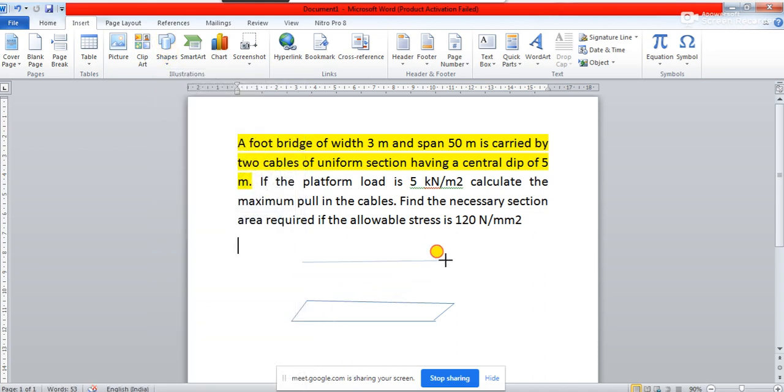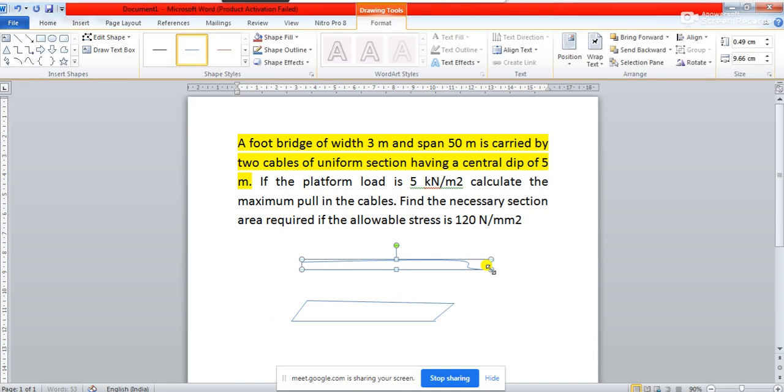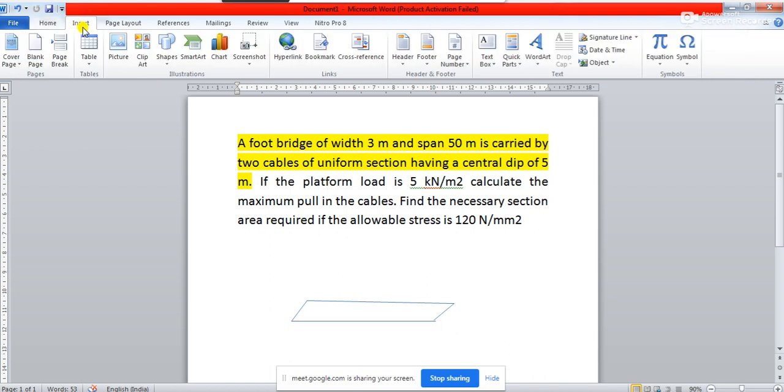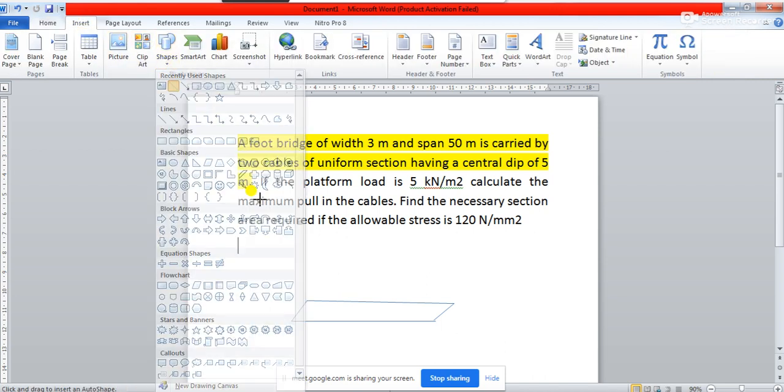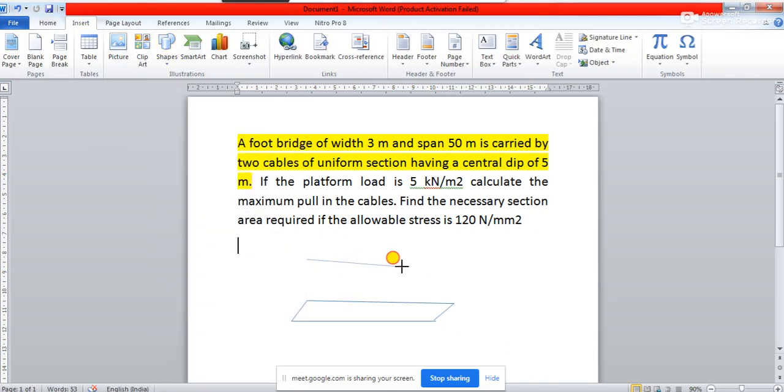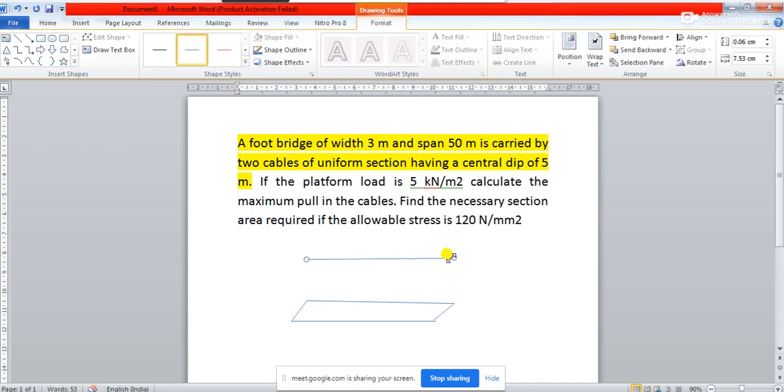So see, on this side there is a cable, and on the other side also there is a cable. From this side there is a cable, and this side there is a cable. I am not able to draw it in an exact parabolic way. Let's say this is a cable something like this on this side. So there will be another cable on the other side also.